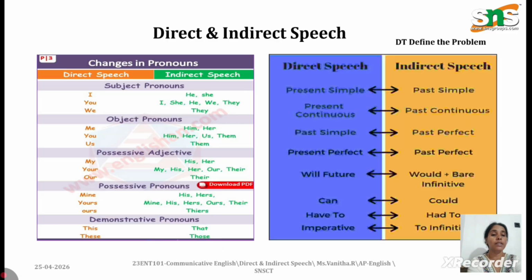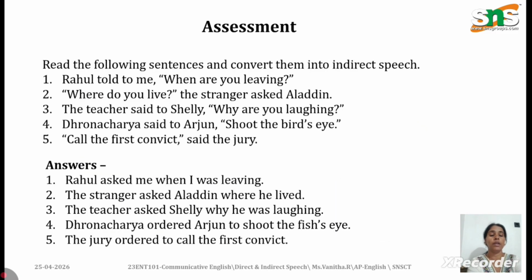Let us discuss a few more examples that you can see in the slide. Where do you live? The stranger asked Aladdin. Just now we discussed what we are supposed to do if it is a question. So now, the stranger asked Aladdin where he lived.